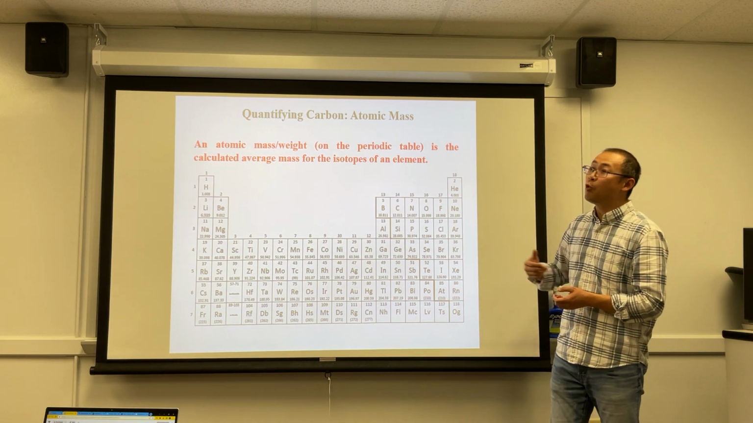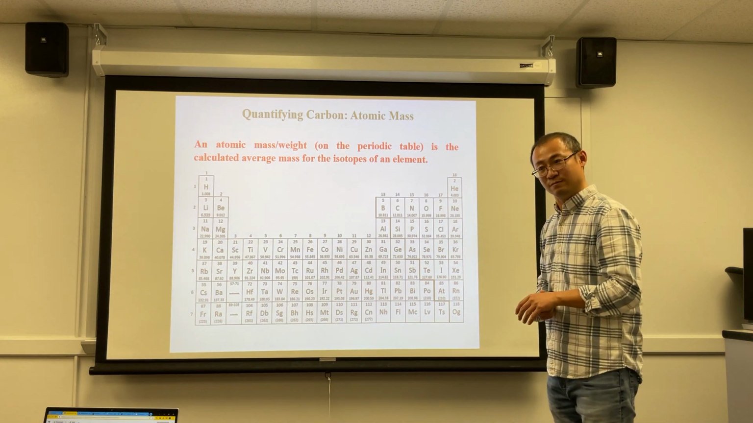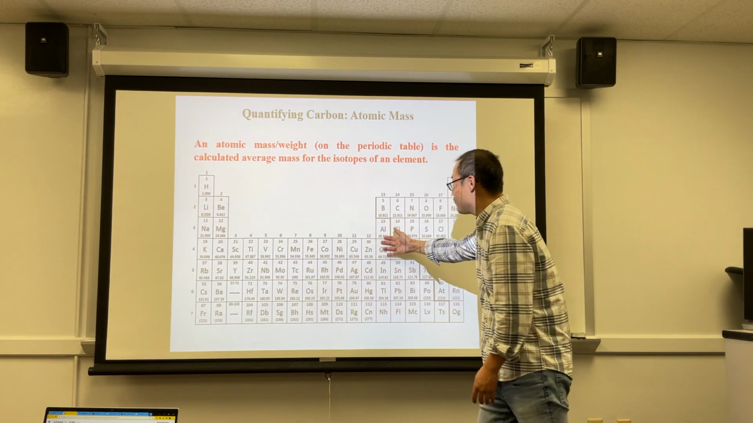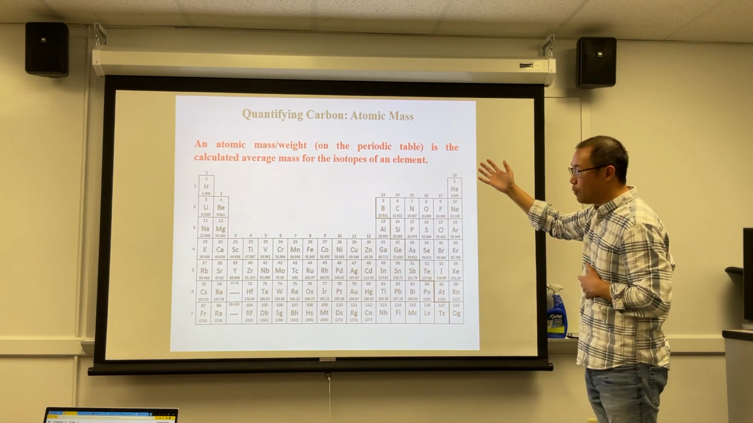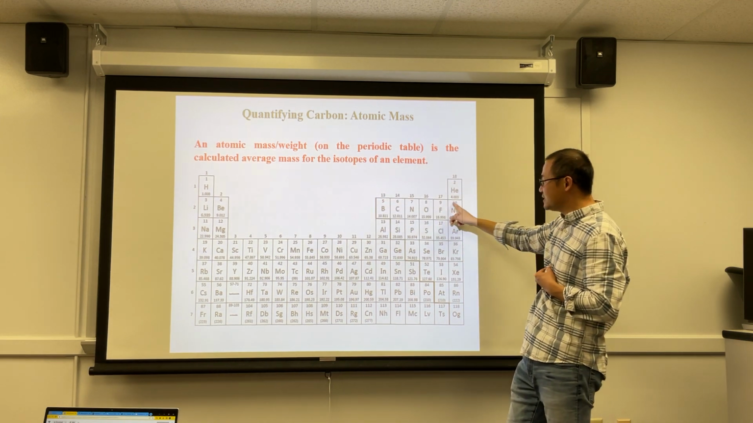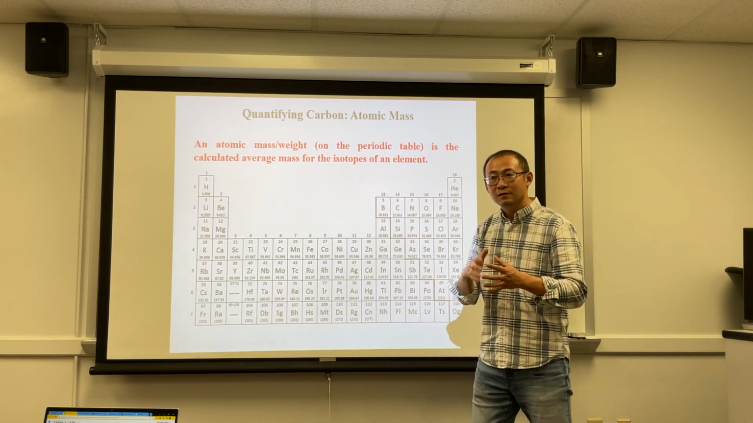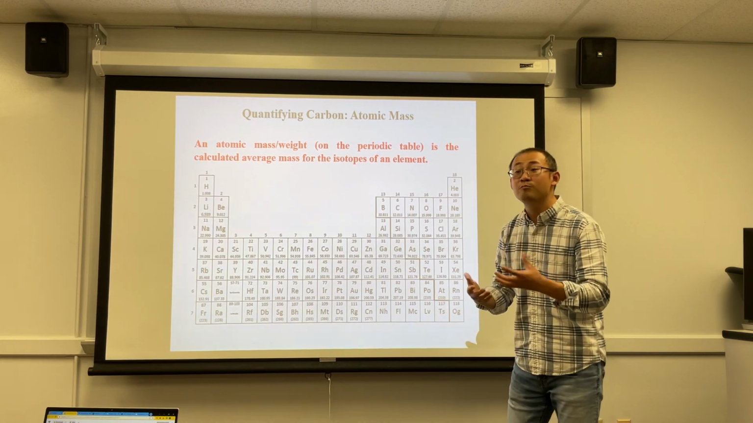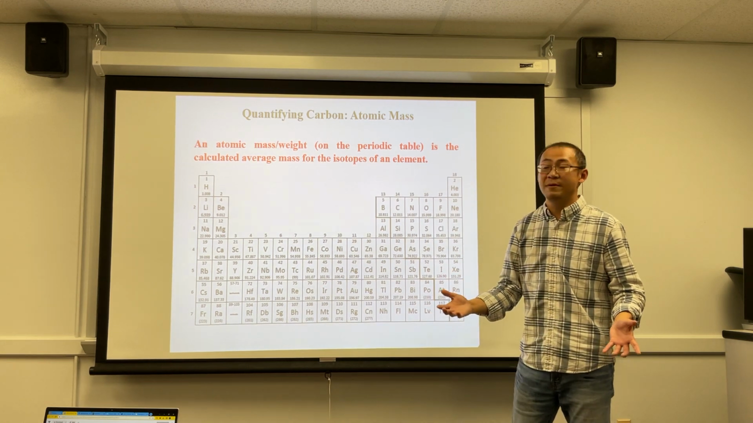Now, in order to quantify something, we need what? We need numbers. This is the periodic table. We know in a periodic table, the elements are arranged by the order of what? We call these numbers the atomic number. These numbers are what? Increasing number of protons. They're increasing from 1 all the way to 18. They're whole numbers because they're the number of what?